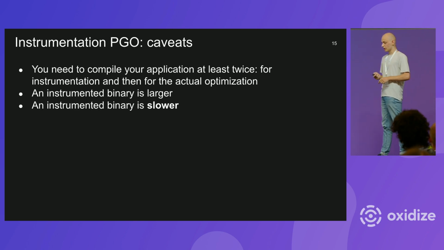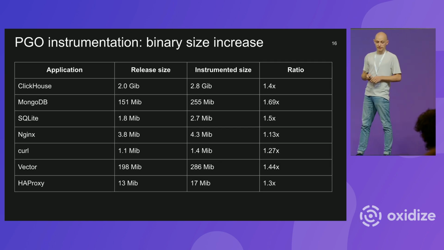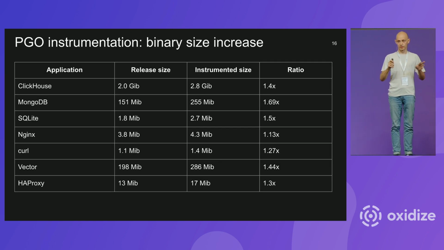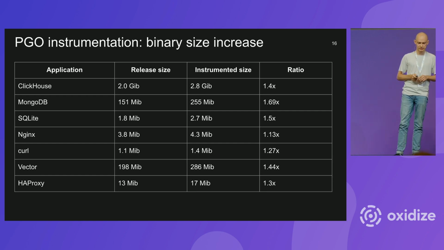But how critical are these caveats in practice? Let's start from the binary size increase. I collected some numbers. I have a lot more of them. I will show them a bit later.